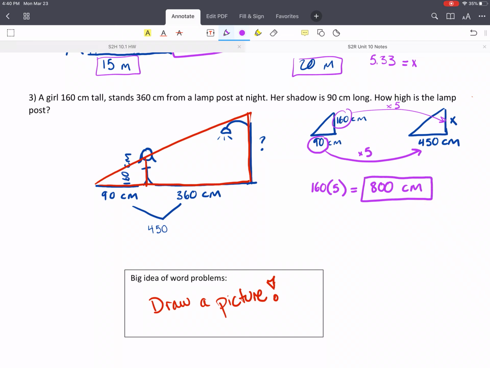If you weren't sure about that scale factor, remember you could always set up that proportion. 160 over x equals 90 over 450 and cross multiply that way. But honestly, I know that is all the information that you're going to need for this 10.3 assignment and quiz.